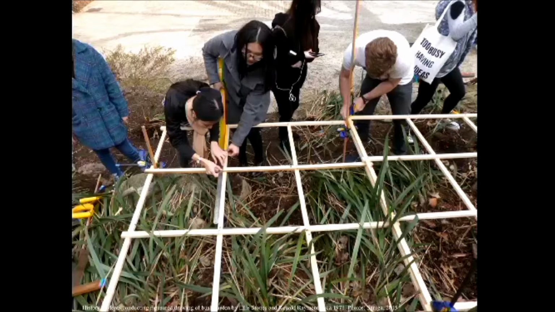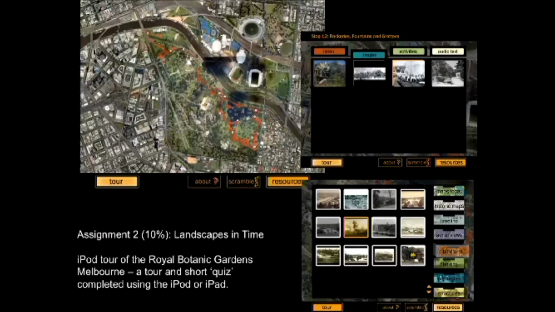And here are my students conducting a measured drawing exercise last year. This student obviously was too busy to have any involvement in the project, and very happy to let her colleagues do all the work. We'll also be doing an iPad tour. This is assignment number 2.